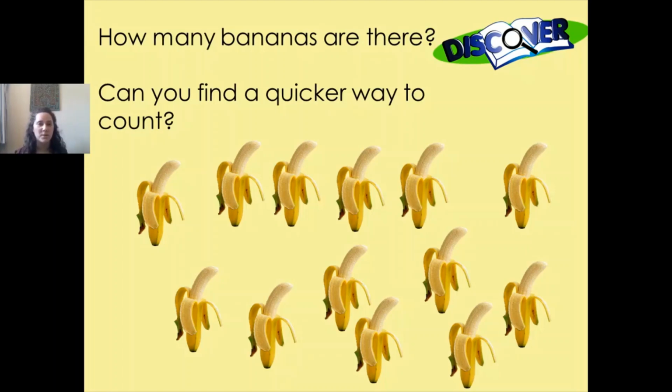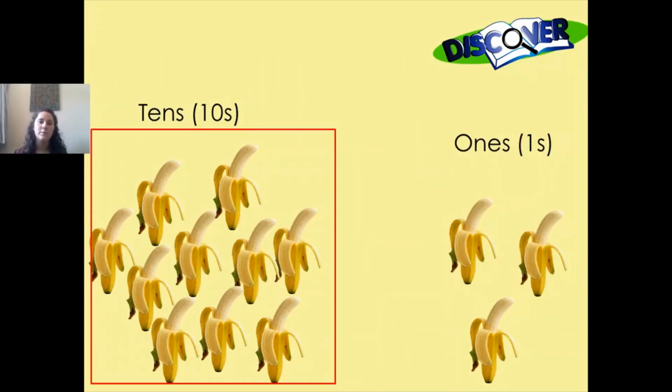Brilliant. I'm going to show you an easier way to count these bananas. What I have done is grouped the bananas into tens first. Here I have got 10 bananas and I know there is 10 in this box. Then I've put the remaining bananas here in my ones column. Now I know there's 10 bananas in my tens, so I don't need to count them.